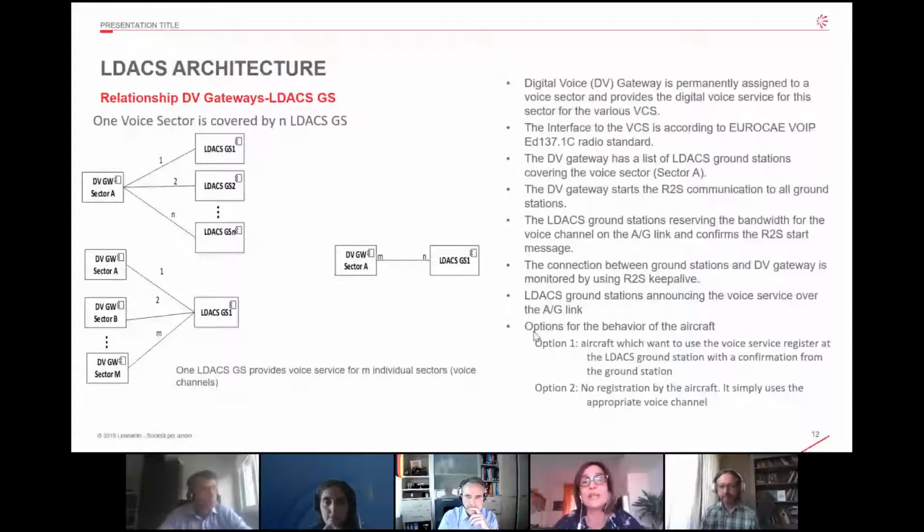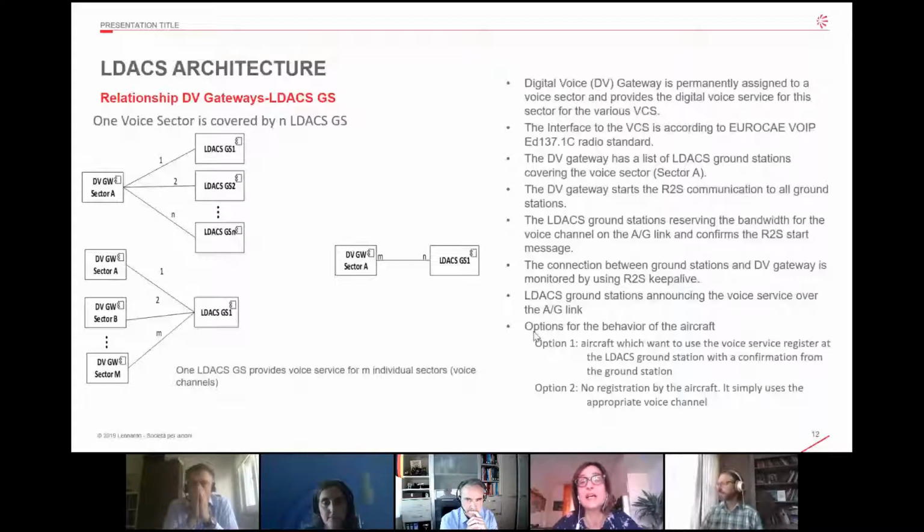The digital voice gateway is permanently assigned to a voice sector and provides the digital voice services for this sector, serving various controller working positions. The interface to the controller working positions is according to the EUROCAE VoIP ED-137.1c radio standard, and the digital voice gateway has a list of LDACS ground stations covering the voice sector. So a voice sector will be composed of many LDACS ground stations, but a ground station shall also be connected to different digital voice gateways.